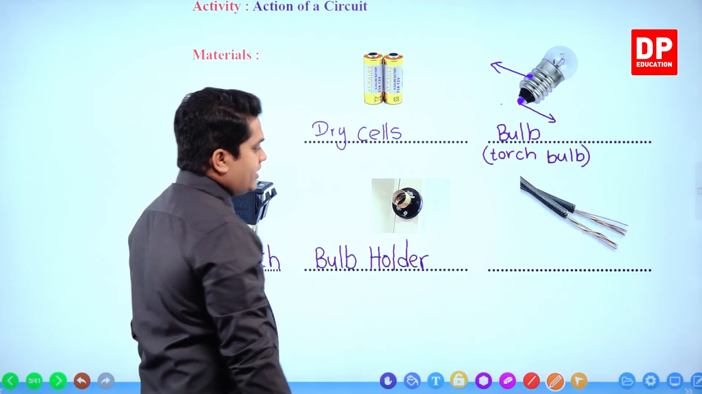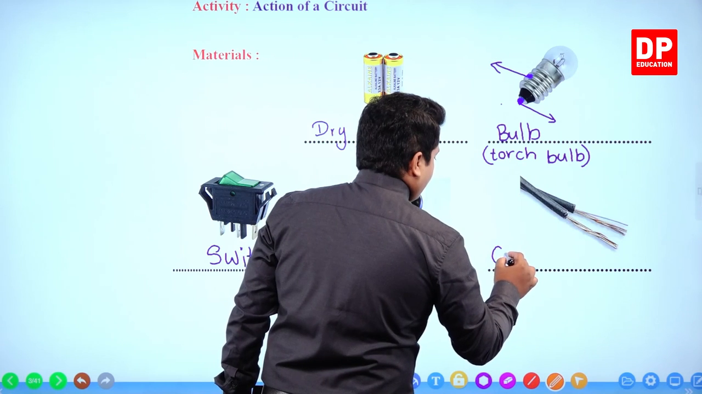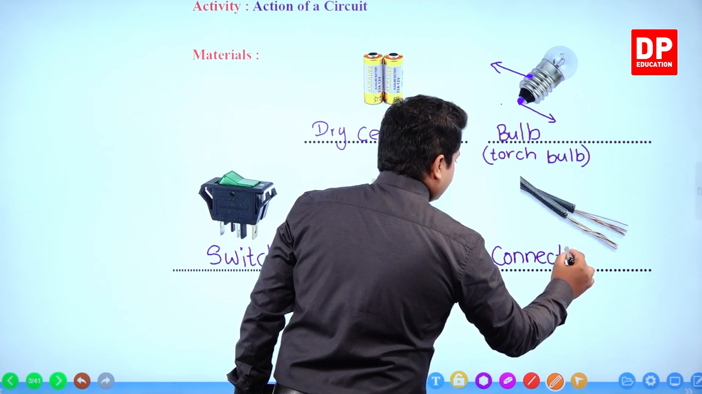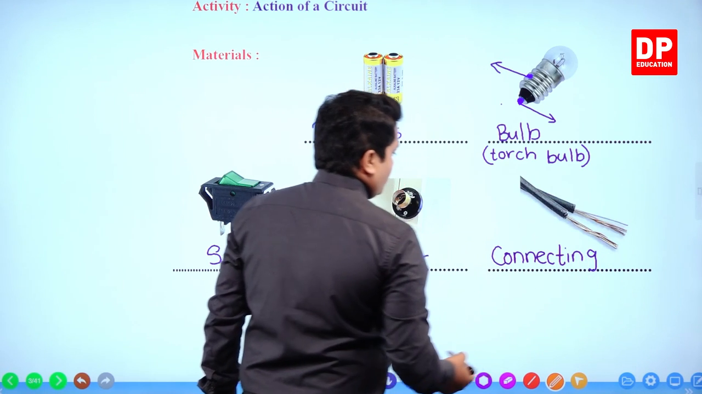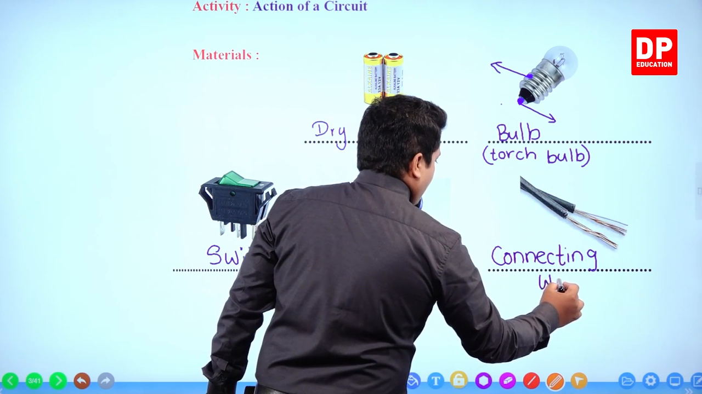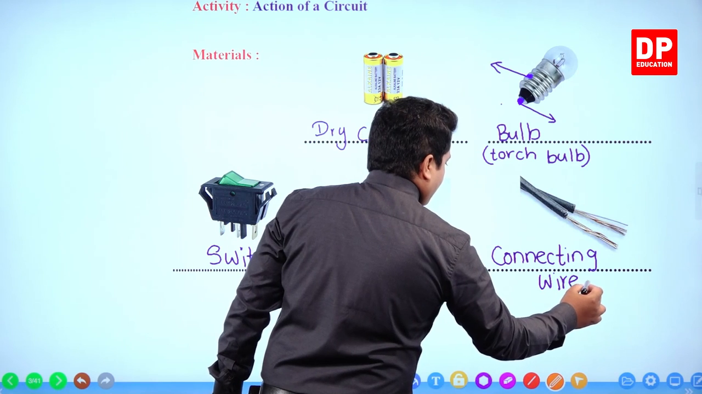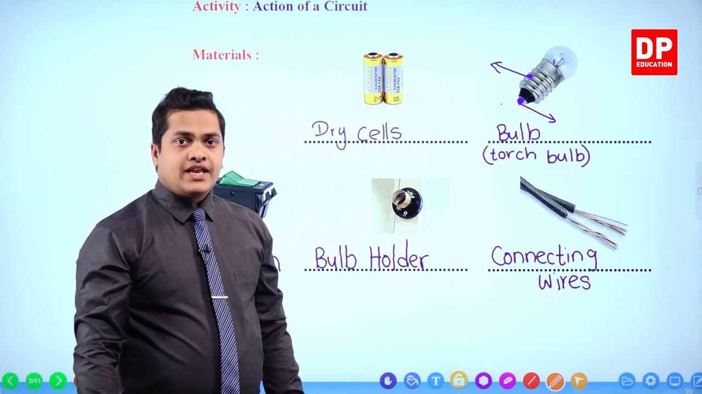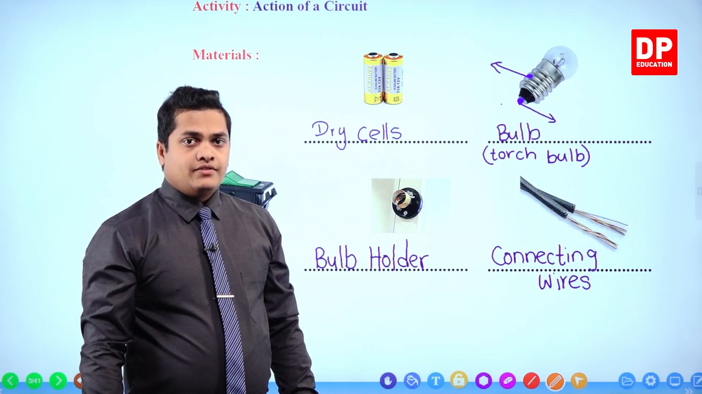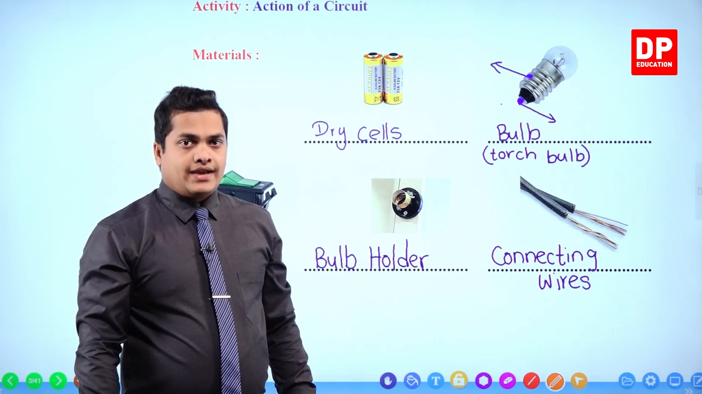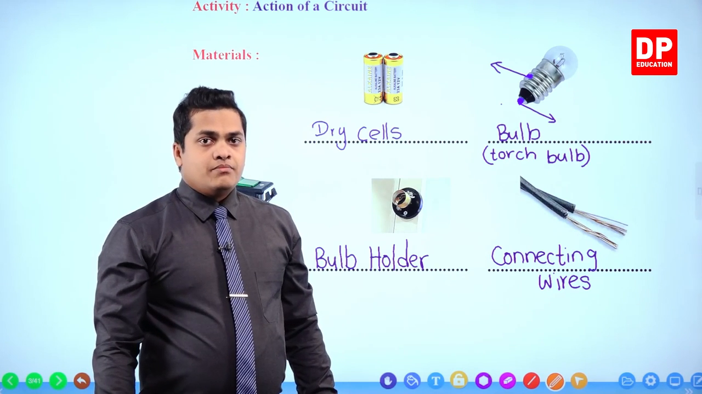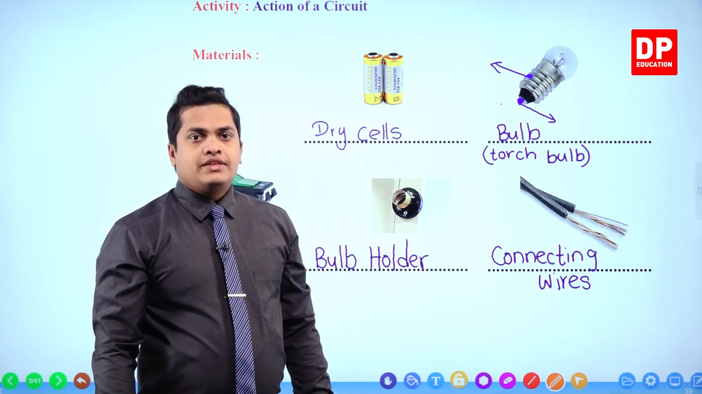The next one is connecting wires. We'll be needing several connecting wires to complete the circuit. Connecting wires. Right then. So these are the materials that we need when we are conducting this activity. Right. So now let's move on with the method of conducting the activity.